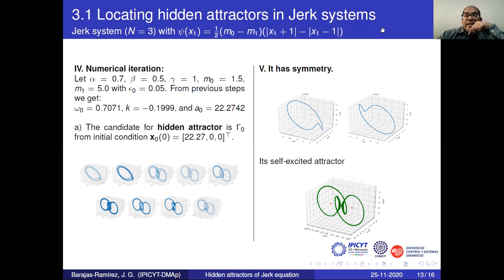two hidden attractors. We looked for the self-excited attractor, and it's the one in green. So we could find for this particular system two hidden attractors and one self-excited attractor. So they are coexisting.